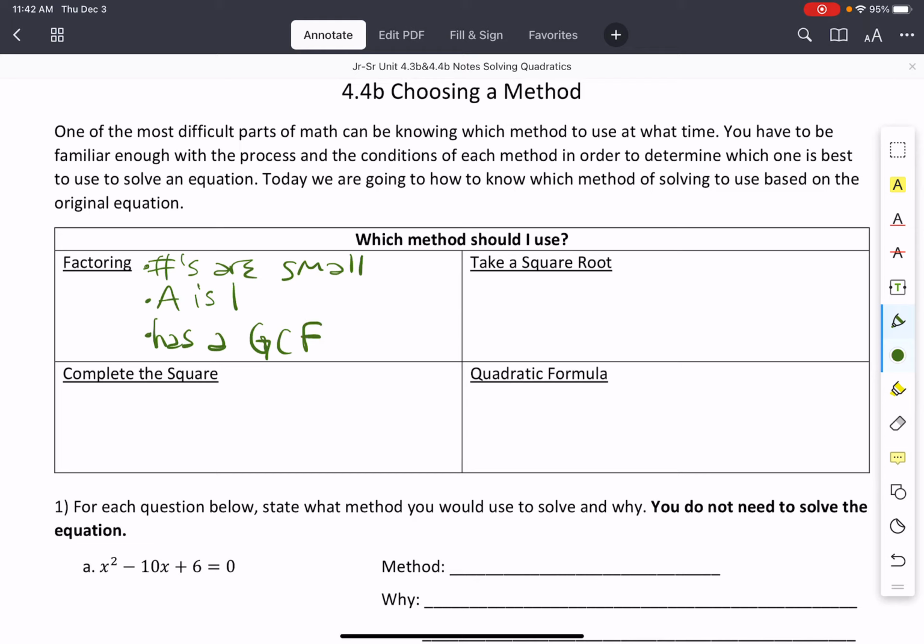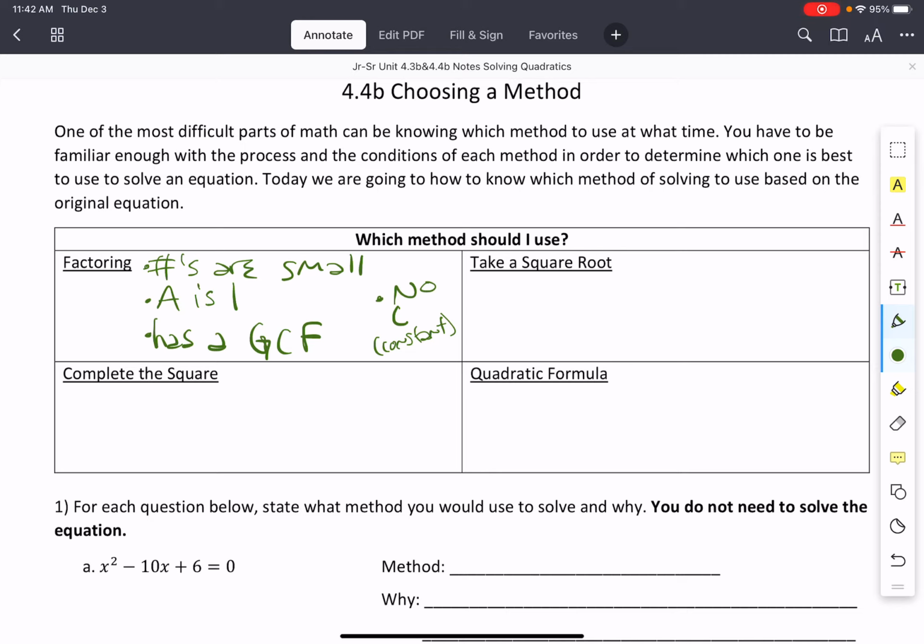Or lastly, if there's no C, which is our constant, the number without the variable. Those are the times you want to factor, okay?